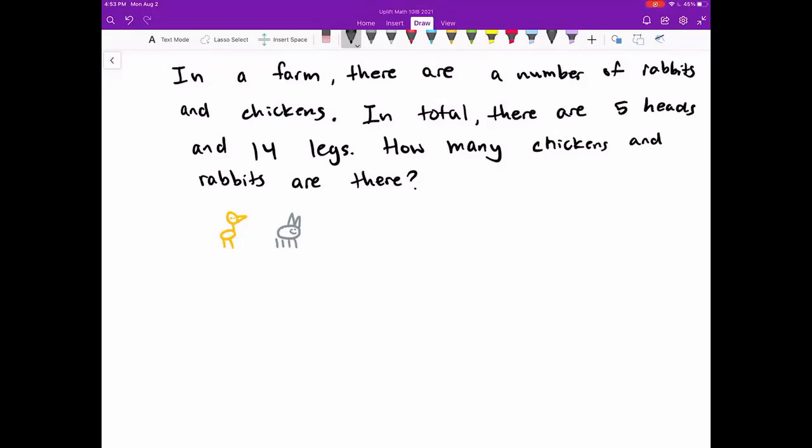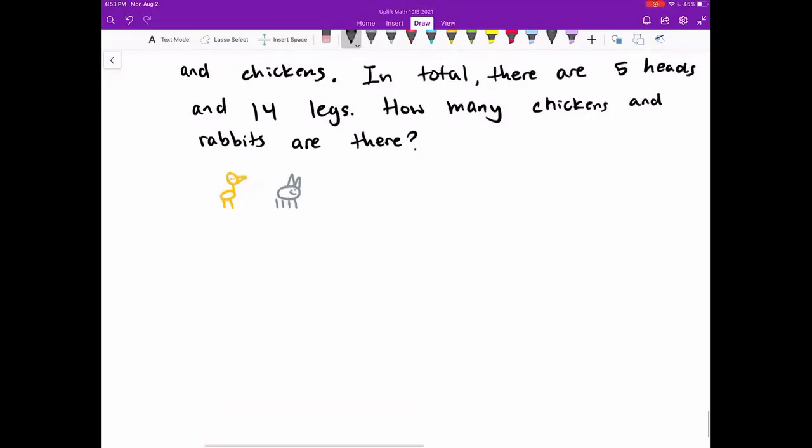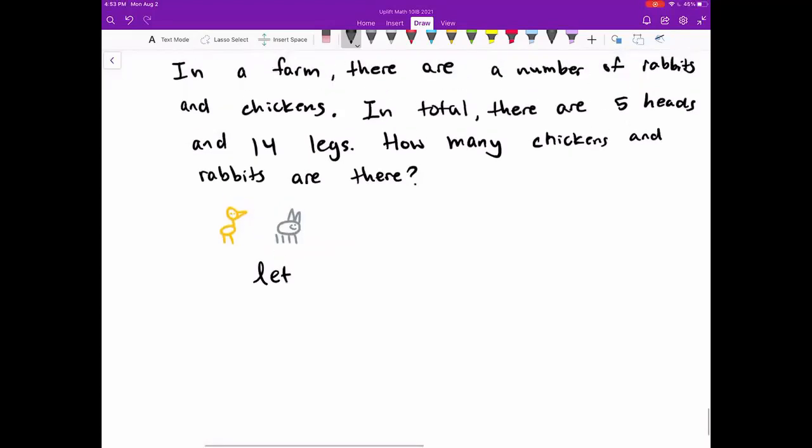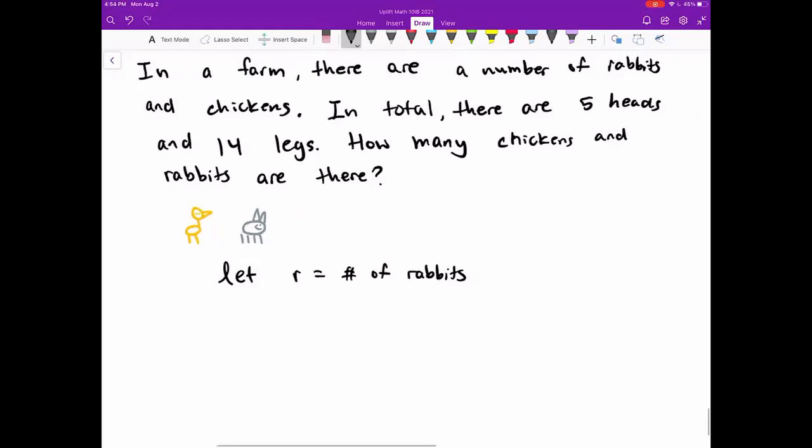Interesting. Oh, 2 rabbits and 3 chickens. Yeah, exactly. Good job. David, do you want to explain it? Sure. Before anything, define some variables. Let R equal the number of rabbits, assuming healthy full-limbed animals, and C equal the number of chickens.